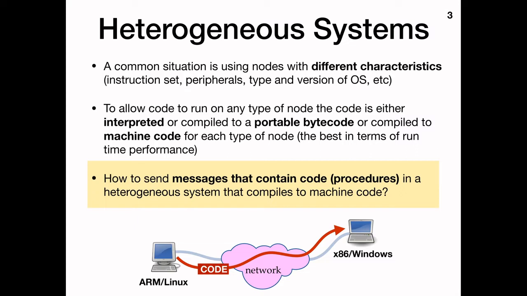Our approach addresses the problem of sending messages that contain code, in other words procedures, in a system composed of nodes with different characteristics when nodes are compiled to machine code. This problem is not easy, because if all nodes had the same architecture and instruction set, were homogeneous, it would be easy. You could just send the machine code over the network and it would work.